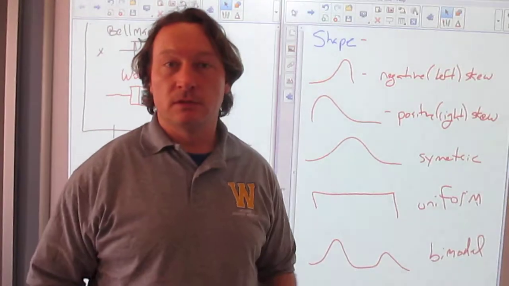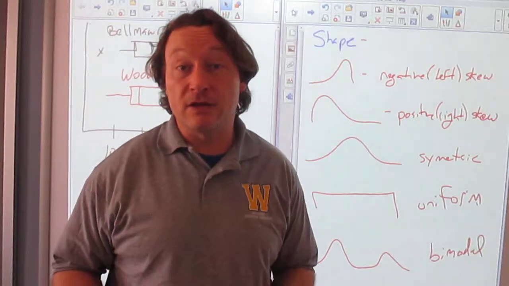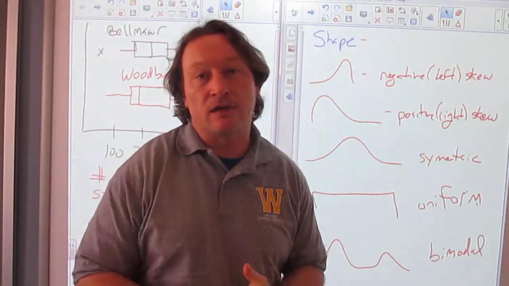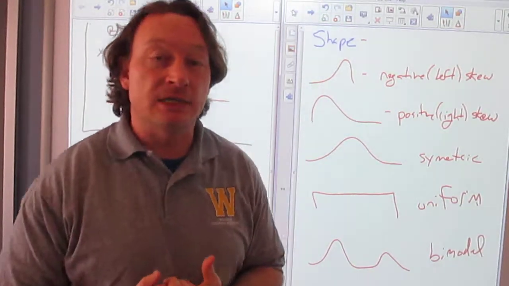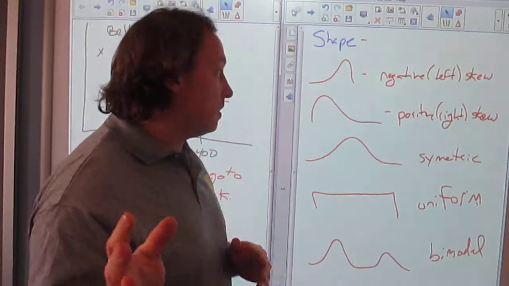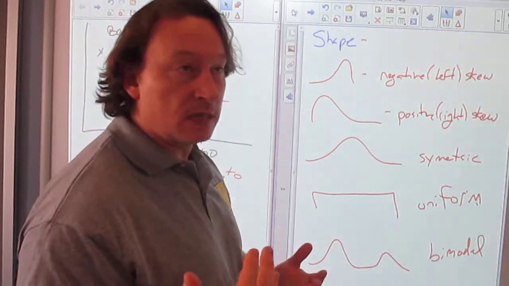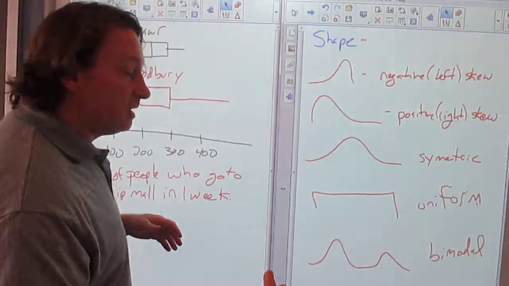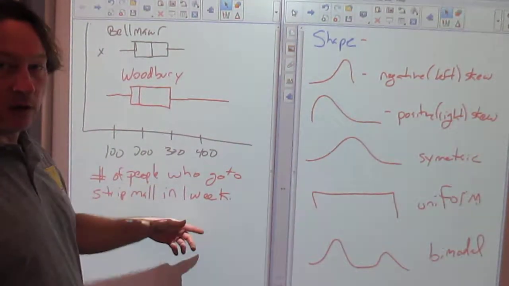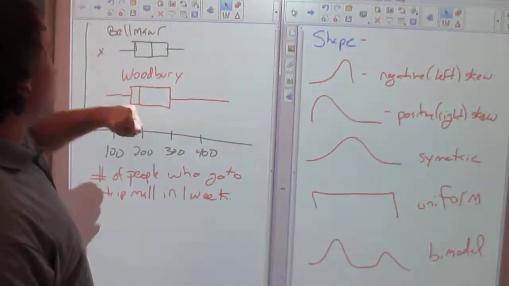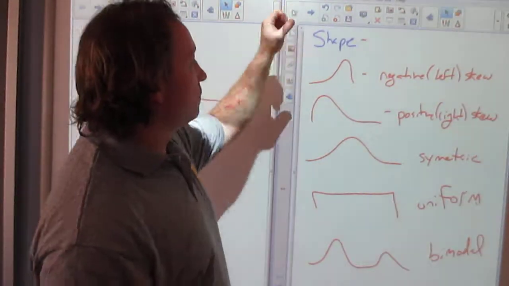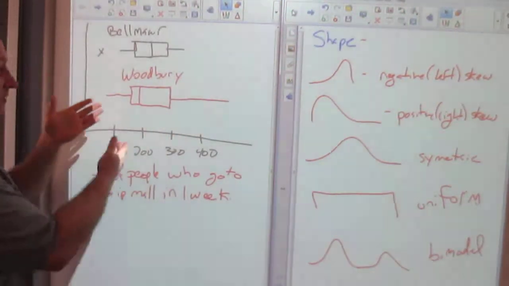Hello people. This video is on comparing box plots and describing box plots. It reinforces how to compare distributions in general and how to describe distributions in general. We've already gone over what a box plot is in a different video. Here we have two box plots that show the number of people who go to a strip mall in 1 week. One's in Belmar and one's in Woodbury. And the question would be to compare the two distributions.